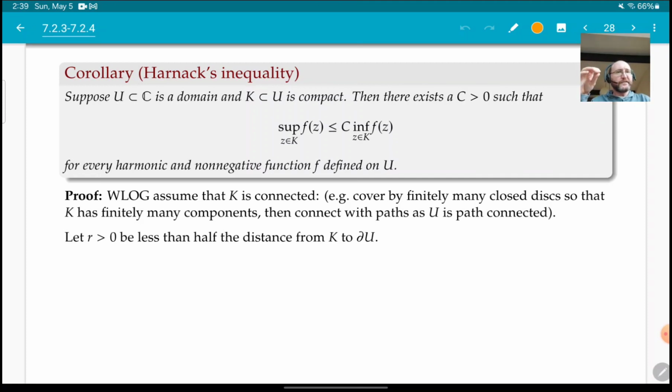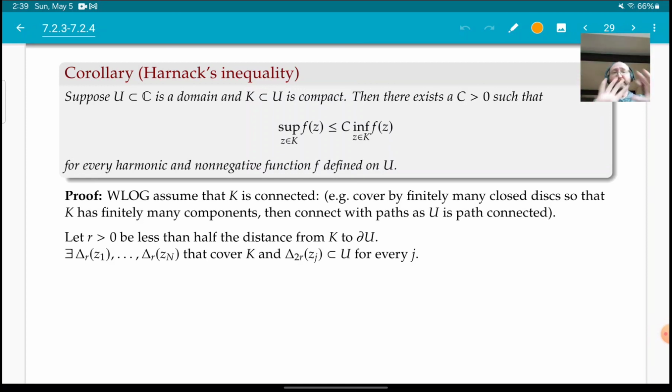Now let R be less than half the distance from K to the boundary. K is compact, so it's some positive distance to the boundary. So let R be less than half of that. So basically, if I look at a disk of radius 2R, it's still in U. Right, that's going to be the point. And so now, K is compact, so you can cover it by finitely many disks of radius R. R could be very small, but you only need finitely many disks. Let's say I need capital N disks of radius R, and the disks of radius 2R are still in U, right?